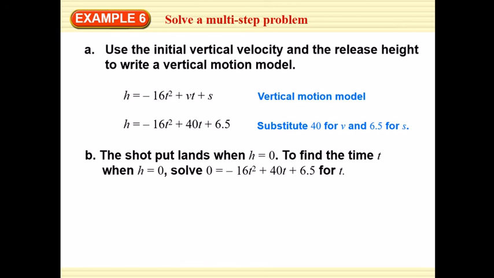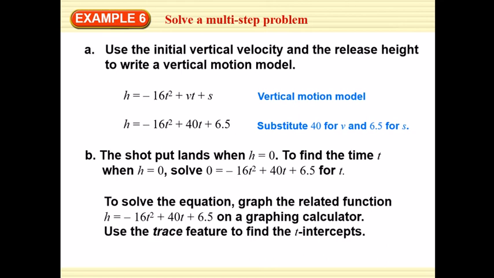And then B, the shot put lands when h equals 0. So when the height equals 0, it hits the ground. So we need to set the entire equation equal to 0, and then solve for t. To solve the equation, we use a graphing calculator, or we go to Desmos. So I'm going to go ahead and pull up Desmos real quick, for those of us that don't have graphing calculators.